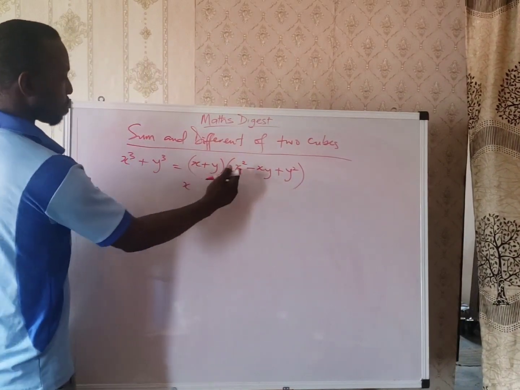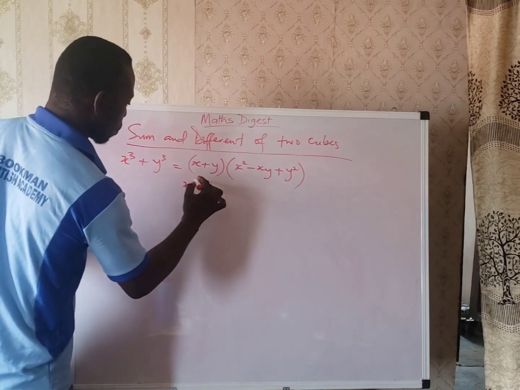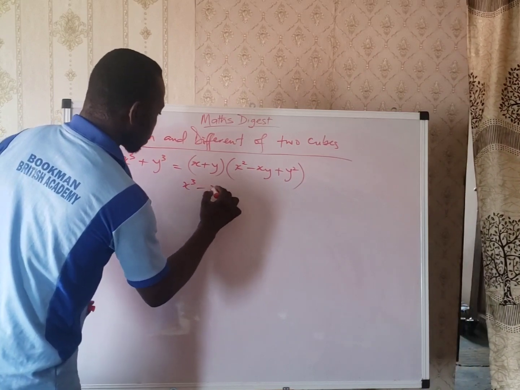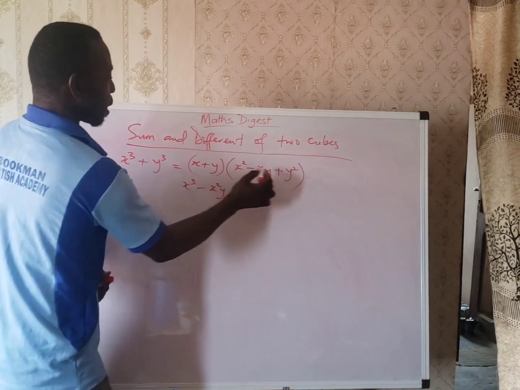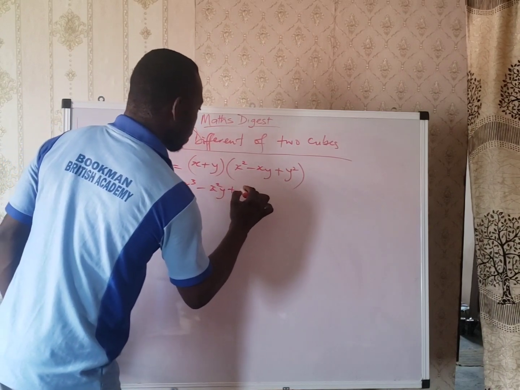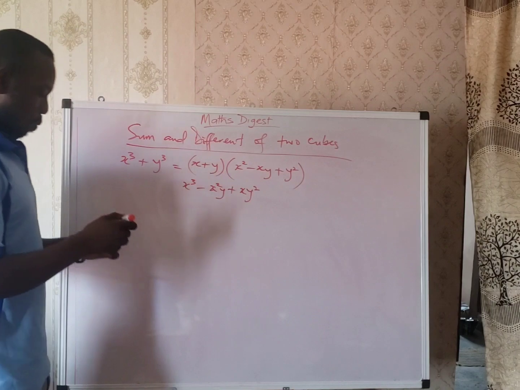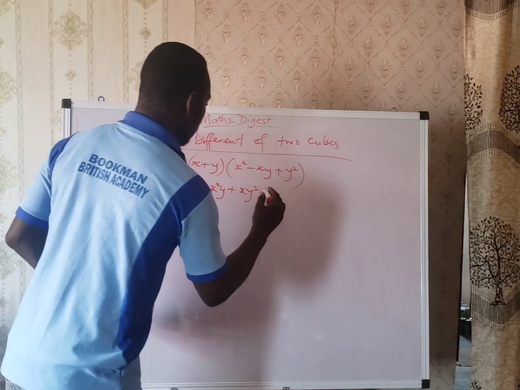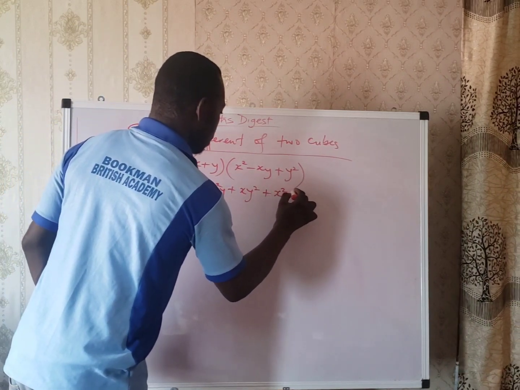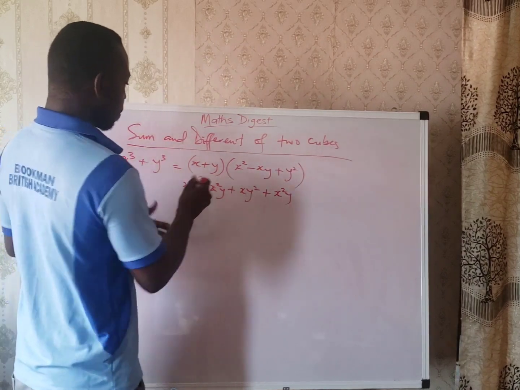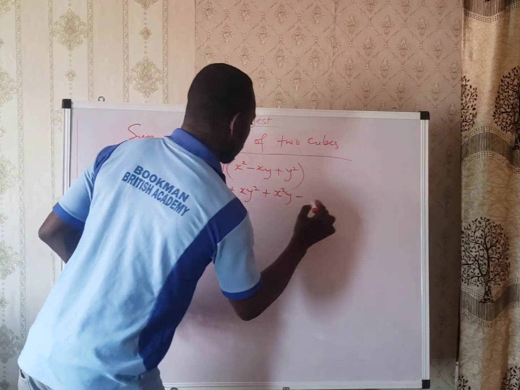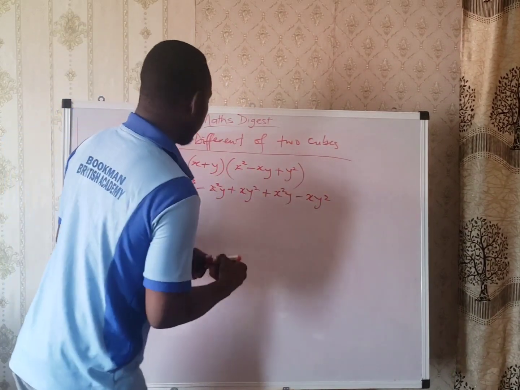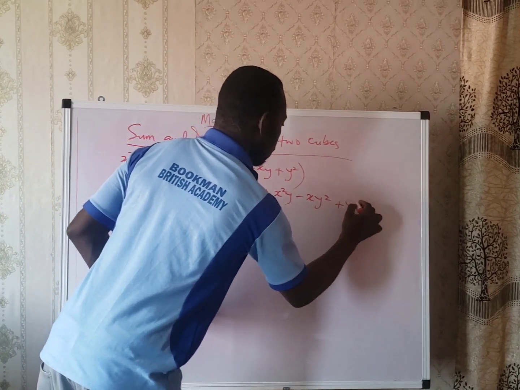Okay, x times this, x times x squared will give you x cubed. X times this will give you minus x squared y. X times this will give you plus xy squared. Okay, now we come for this. This multiplied by this will give you plus x squared y, and this multiplied by this will equally give you minus xy squared, and this multiplied by this will give you plus y cubed.